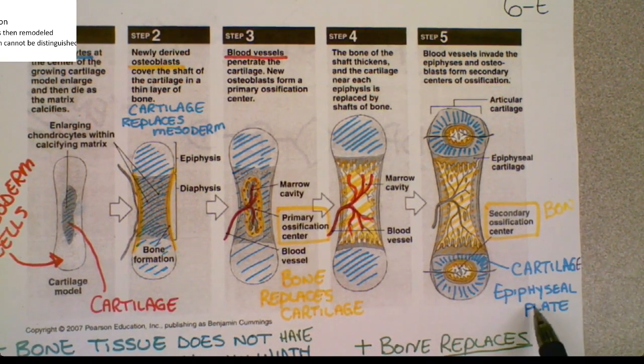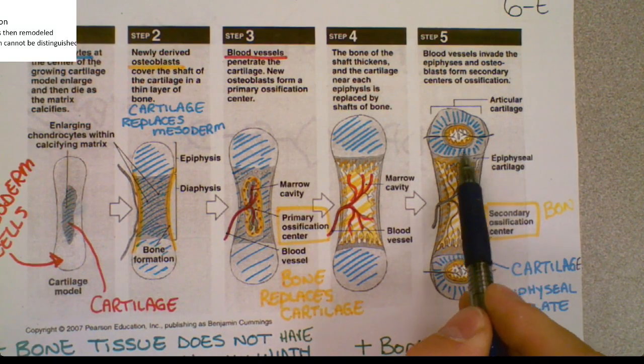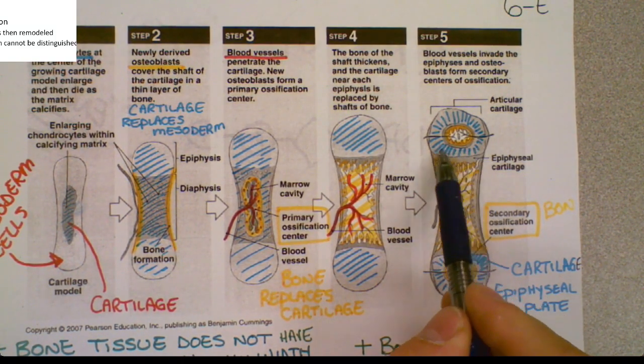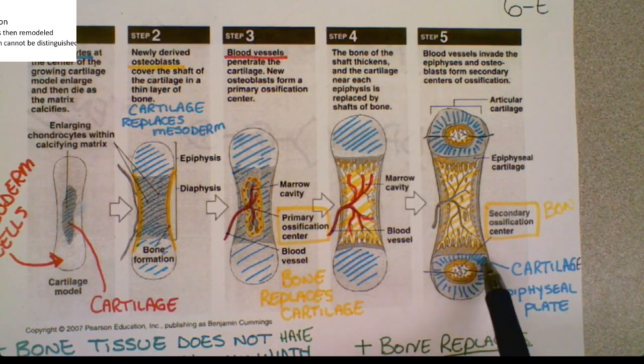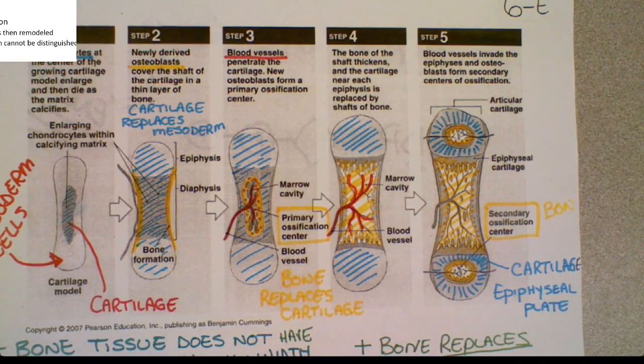And your epiphyseal plate is commonly called your growth plate. So we end up with these two growth plates, one on the proximal end of the bone and one on the distal end. The epiphyseal plates, or growth plates, are separating the primary ossification center from the secondary ossification center.